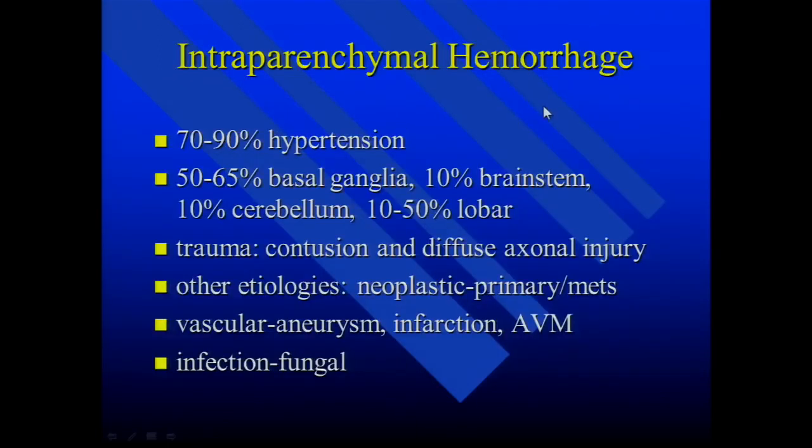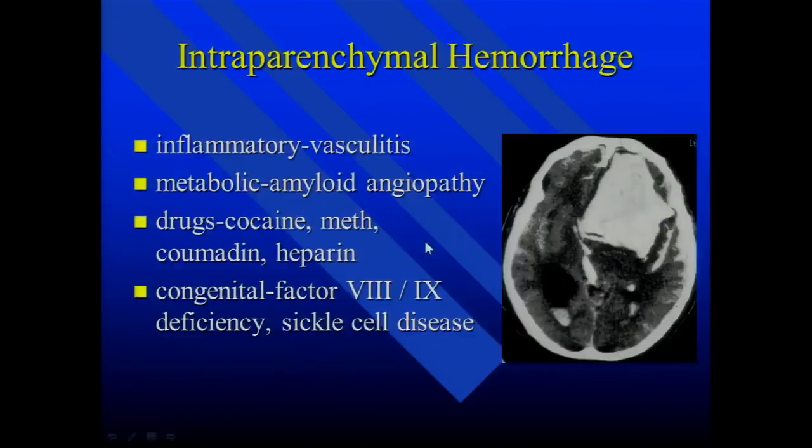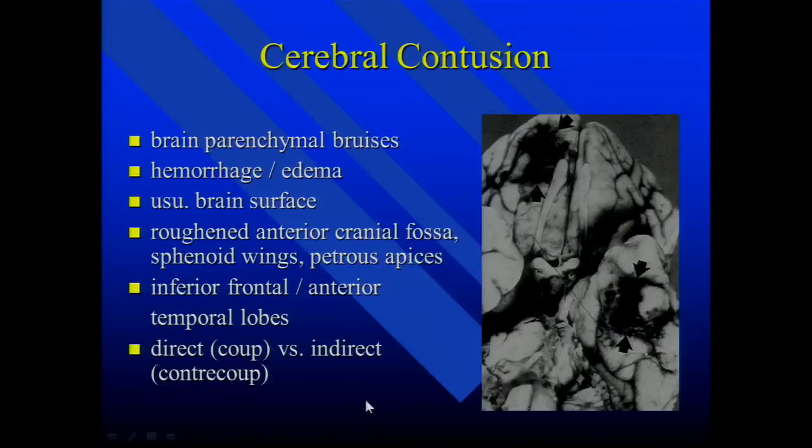Okay, intraparenchymal hemorrhages. Of course, every big category of disease can cause an intraparenchymal hemorrhage. However, we're going to talk about two of them in the trauma setting, which are DAI, shear injury, and cerebral contusion. Of course, an intraparenchymal hemorrhage will be surrounded by parenchyma, so no big surprise in terms of the imaging characteristics, but let's go over these two entities.